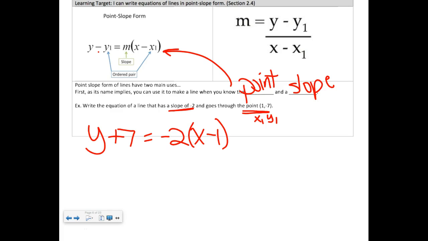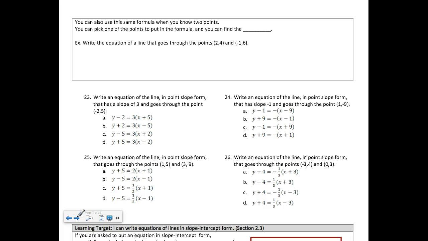Okay. Remember doing this? Is everybody okay? I'm going to click on them. I've started to speed up. All right. Our next one. This time I'm going to find my slope. And then whenever you know your point and your slope, we're going to plug it into point slope form. I'll write it again here.